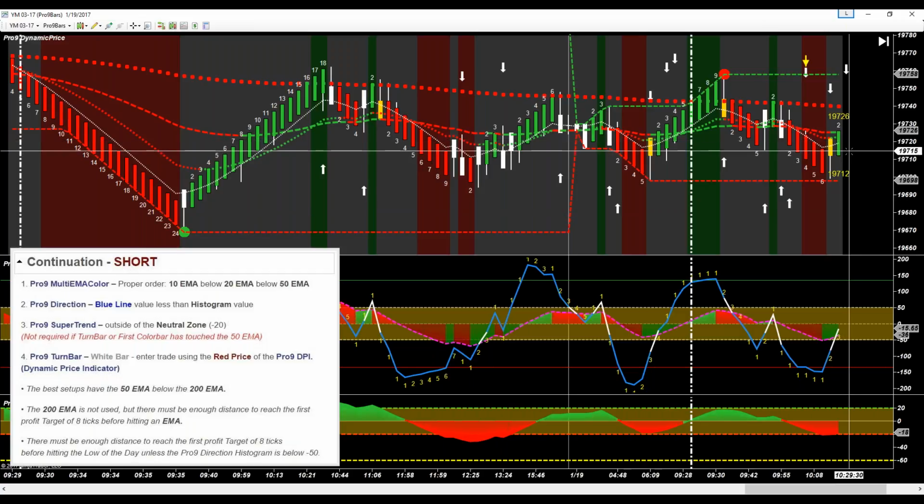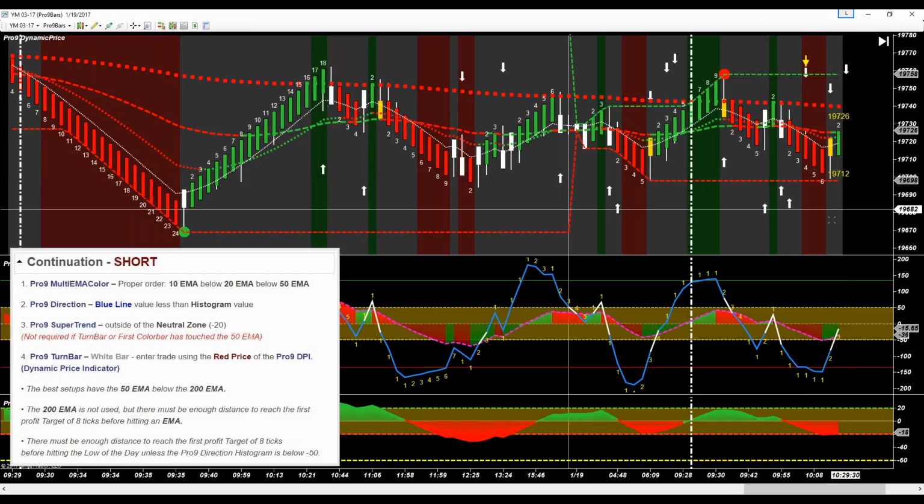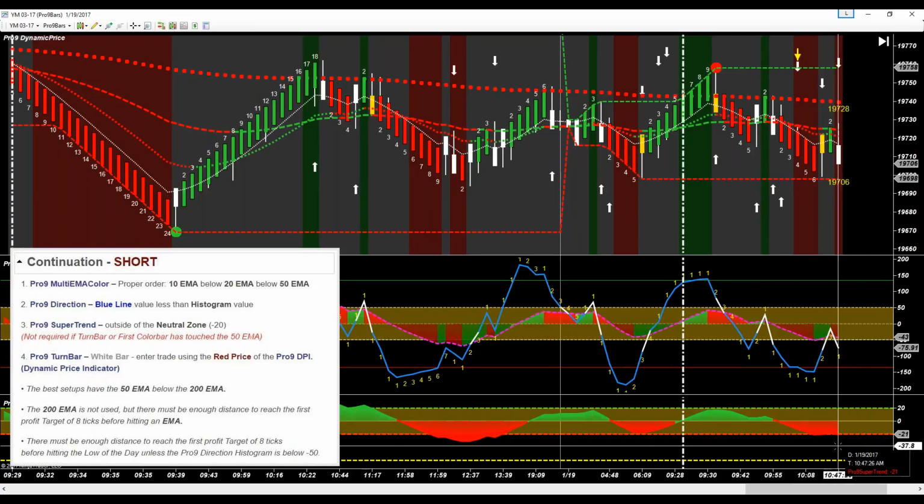So at this point, before any of my rules have actually lined up, I can put my red DPI price in, I can put my stop limit order in, and then if that price is reached, which in this case it was, I do see my blue line get to the correct side of the histogram, and my super trend just gets outside of its neutral zone. So I put in my order anticipating that when my order price was hit, the trade would be fully qualified. So this is just an example of how we can use these to anticipate that with the DPI.